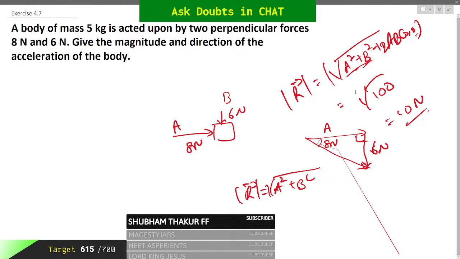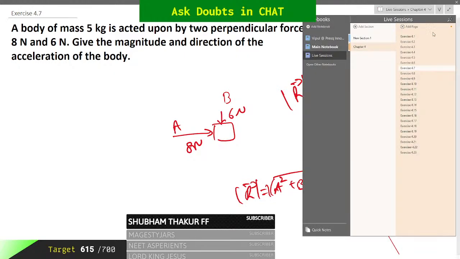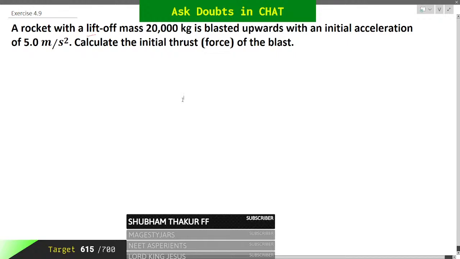I hope your doubt is clear. Now we will move to the next question, that is 4.9. In this question we have been given a rocket with a lift-off mass of 20,000 kg that is blasted upwards with an initial acceleration of 5 meters per second square. Calculate the initial thrust force of the blast.